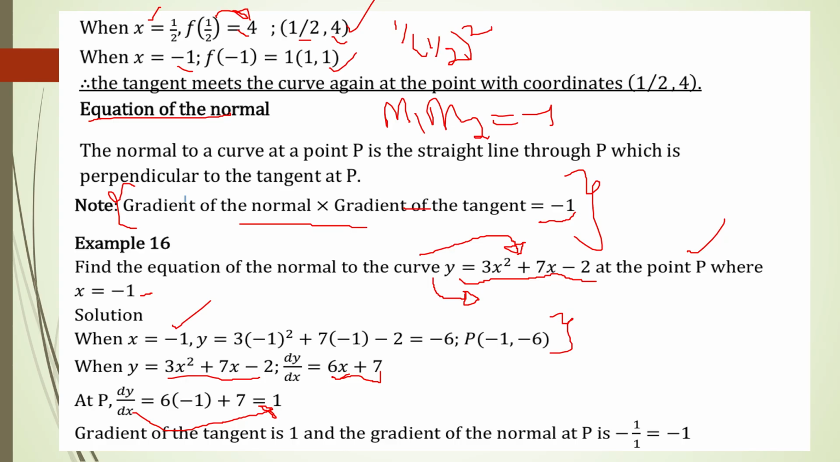So from this formula, that m1 times m2 is equal to -1, if you substitute for the first gradient, it's going to be m2 equal to -1. That means that the normal is going to have a gradient of -1. So we are going to use this gradient together with the point that you have got to find the equation of the tangent or the equation of the normal to the curve.